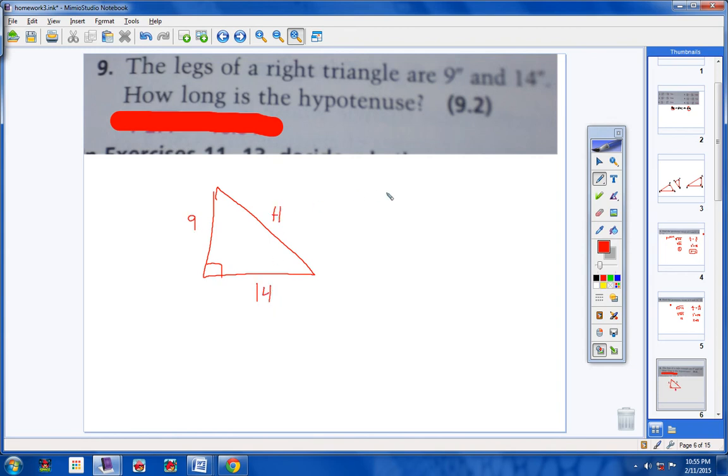Well, it'd be leg squared plus leg squared equals hypotenuse squared. Remember, you can only use Pythagorean's theorem on a right triangle. So one leg is 9. The other leg is 14. And the hypotenuse is h. Square the 9, you get an 81. Square the 14, I think you get 196. See? Yes, 196 is correct.